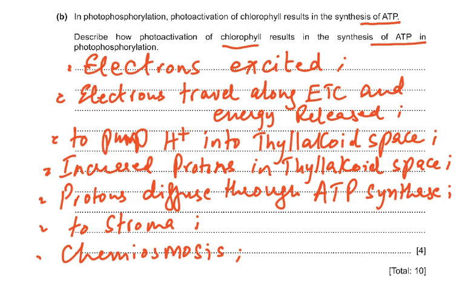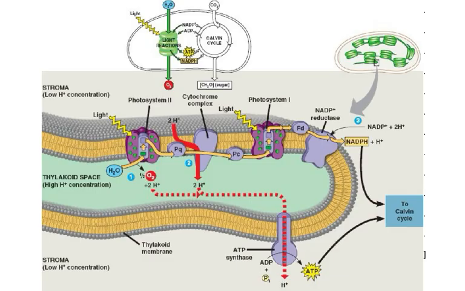So electrons excited, electrons travel along ETC and energy released to pump hydrogen ions into thylakoid space. Increased protons in thylakoid space, protons diffuse through ATP synthase to stroma, and this is called chemiosmosis. This is exactly what we are trying to say.